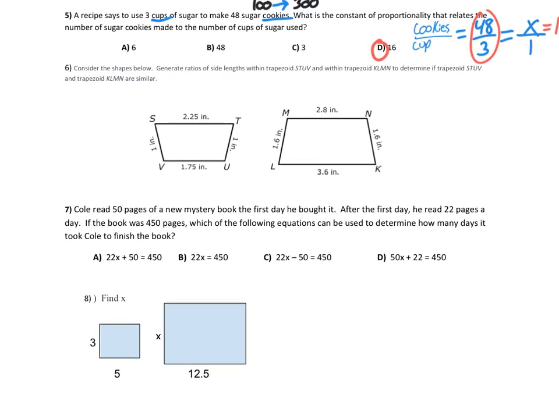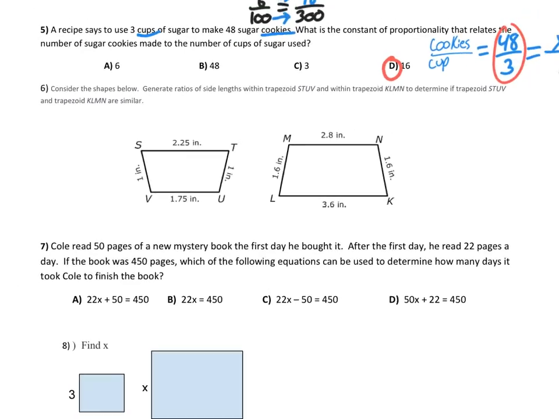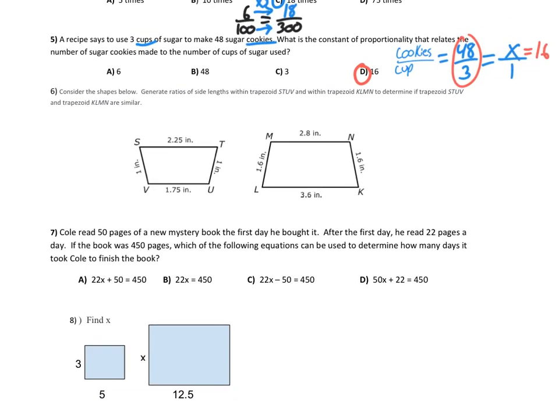Number 6, consider the shapes below. Generate ratios of side lengths within trapezoids STUV and within trapezoid KLMN to determine if trapezoid STUV and trapezoid KLMN are similar. Pretty much we're going to get a proportion for one and we're going to get a proportion for the other, and we're going to see if they're both true. Things that I want to do real quick, I do want to highlight similar sides just so I can make sure I'm setting up the same ratio.